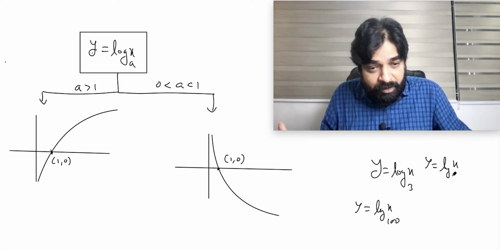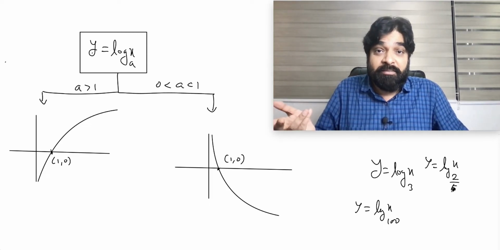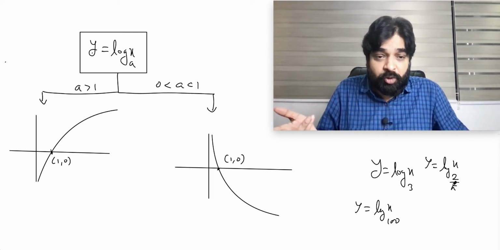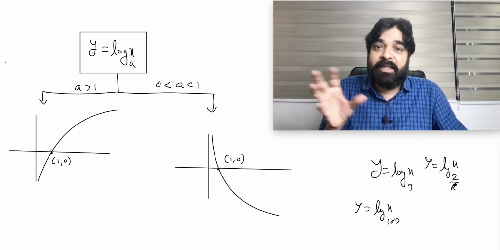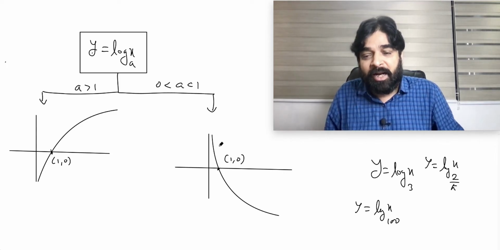If I ask what is the graph of y equal to log x base 2 by pi: pi is greater than 3, sorry, pi is 3 point something. So 2 by pi will be less than 1. So since the base is less than 1, this graph will be there.